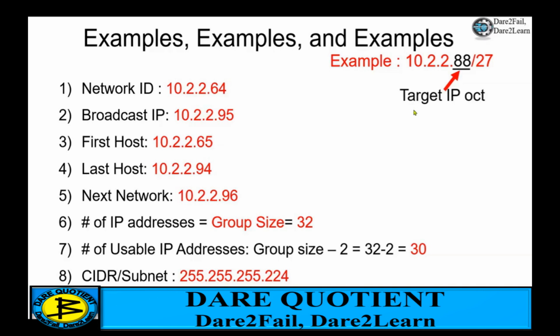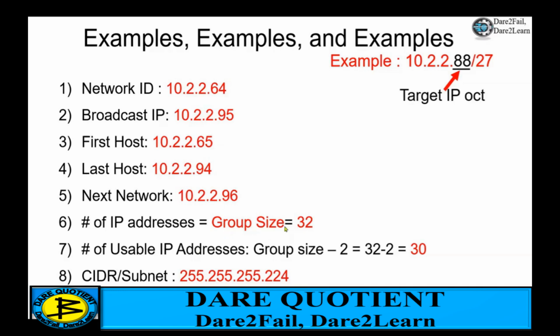88/27. Okay, so we have a target IP octet. Well, let's begin with our CIDR, /27. So if you go to your cheat sheet and you match the corresponding CIDR to a /27, that puts you on the column where you have 32 as your first row. So with that, you know your CIDR, you can go ahead and fill in the group size.